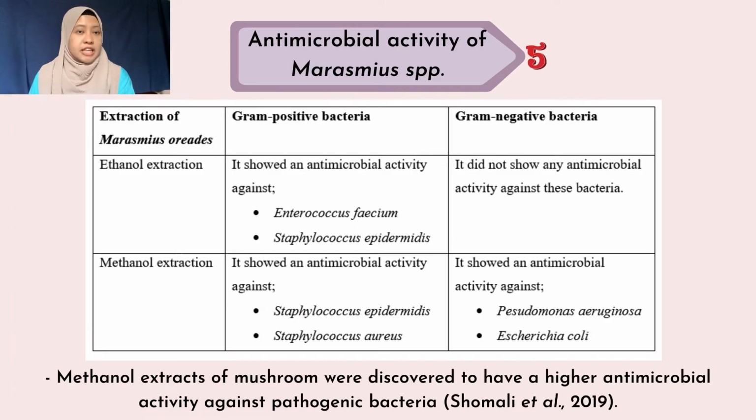For antimicrobial activity of Marasmius species, there is research demonstrating that the ethanol extracts of Marasmius oreades showed antimicrobial activity against gram-positive bacteria such as Enterococcus faecium and Staphylococcus epidermidis. However, it does not show any antimicrobial activity against gram-negative bacteria. Besides that, there is antimicrobial activity of Marasmius oreades methanol extract against various gram-positive and gram-negative bacteria, including Pseudomonas aeruginosa, Staphylococcus aureus, Staphylococcus epidermidis, and Escherichia coli.